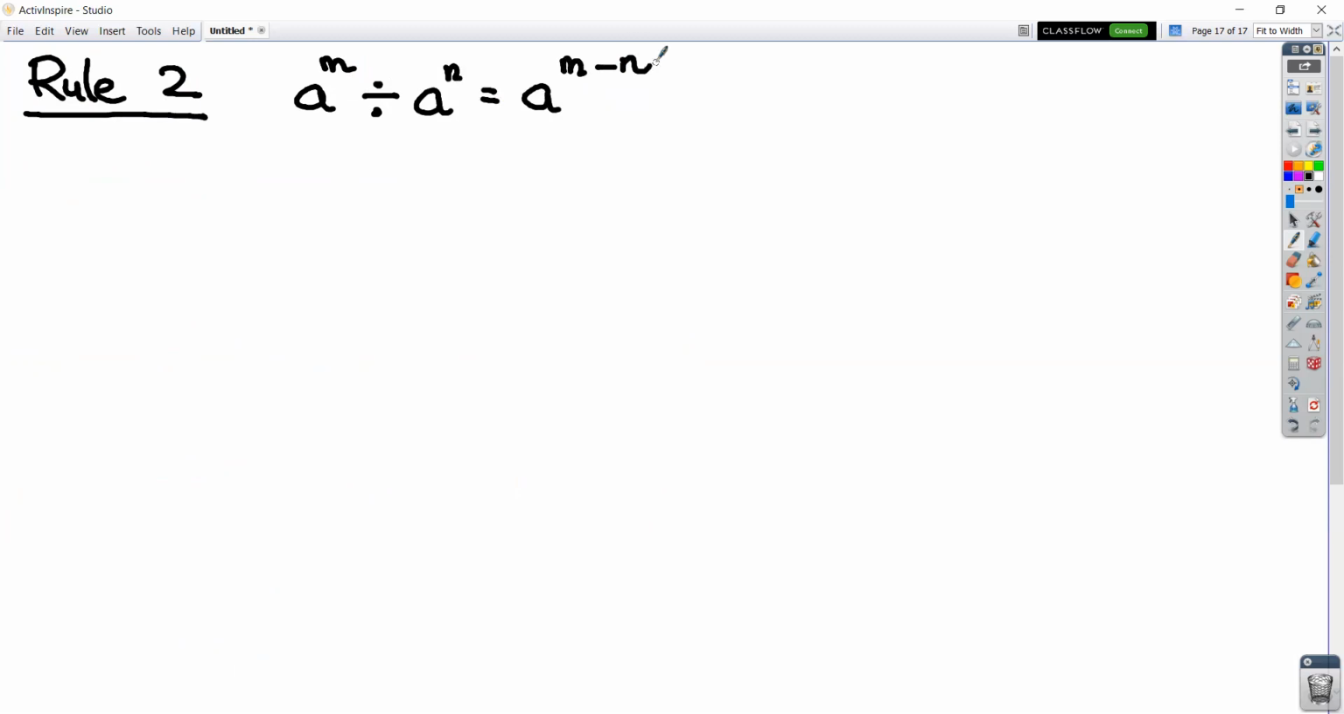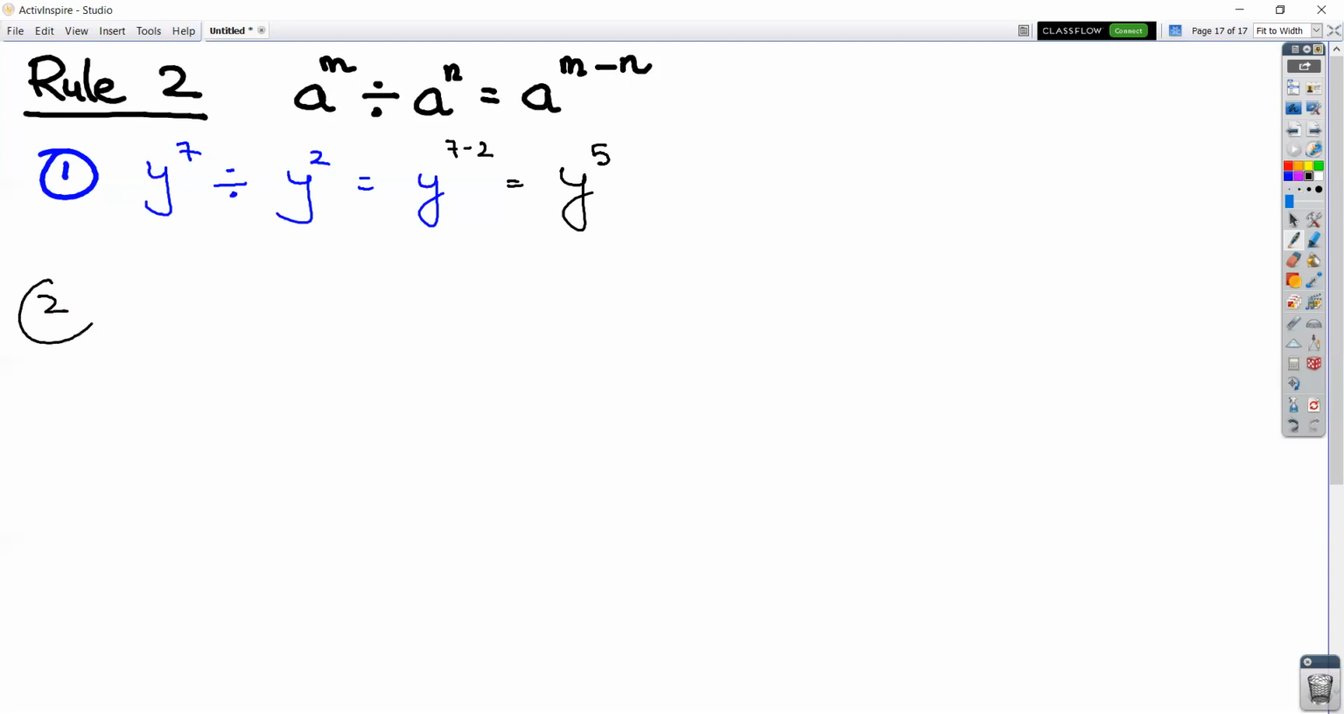Now again, I'll be doing 3 questions on rule 2, starting from the easy one, going to the harder one. So to begin with the first one, we have y power 7 divided by y power 2. Now we see that the bases are the same. There's a divide sign, so what we're going to do with the powers is take away the powers. So 7 take away 2 would be 5.